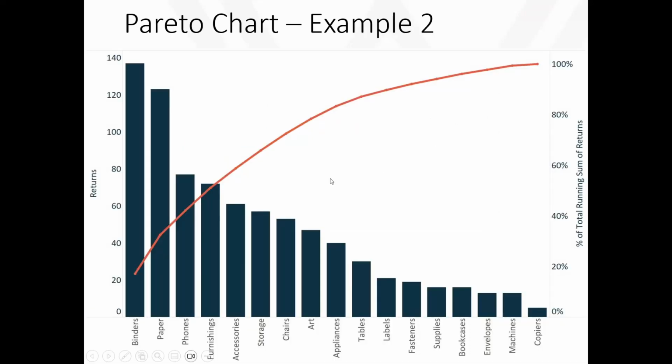Another example, looking at office supplies and corresponding returns. Whoop, goes up to 100%. Again, notice the bars go from most to least. One side has the regular frequencies. On the right, we have the relative frequencies.